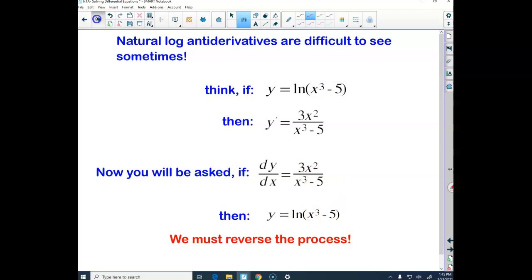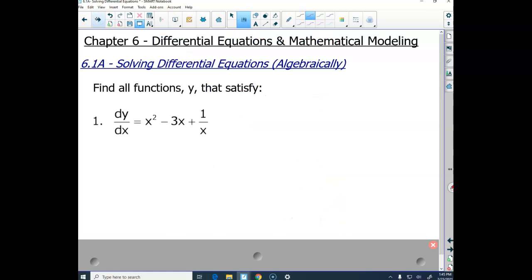So that's where we're going to go. We're going to run with some of these here. And like I said, solving differential equations algebraically just means, given a derivative, find a function from which it was derived. Find the original f, okay? And this is find all of the functions. Now, what do you mean all? Remember, they were vertically translated by constant c, okay?